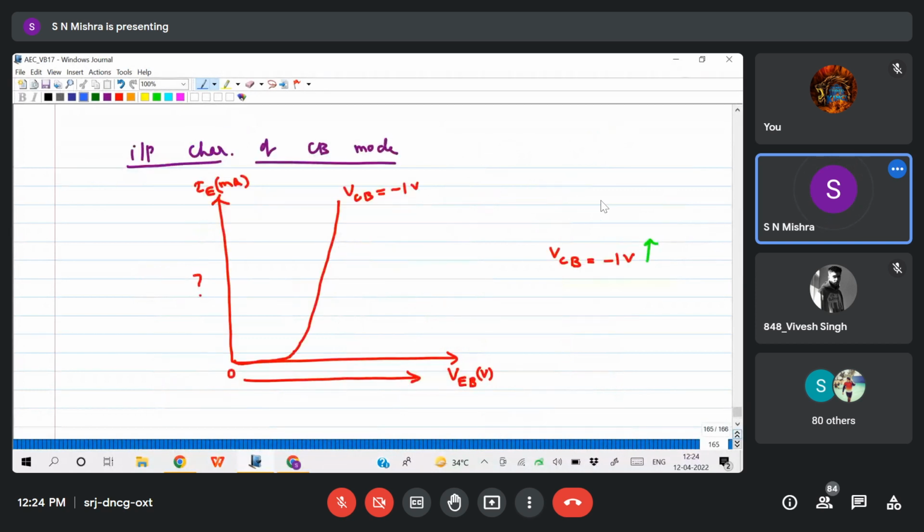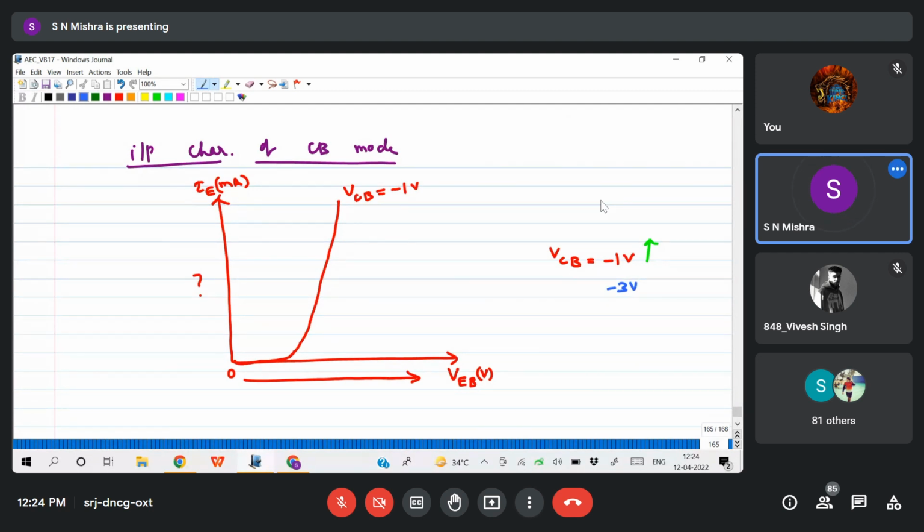So here I have taken VCB as -1 volt. If I take -3 volt, then the current will increase, meaning the graph will shift upward or downward, or the slope will increase or decrease.